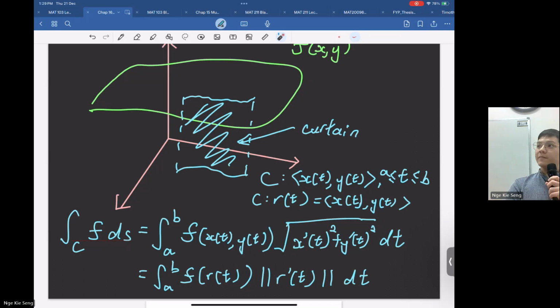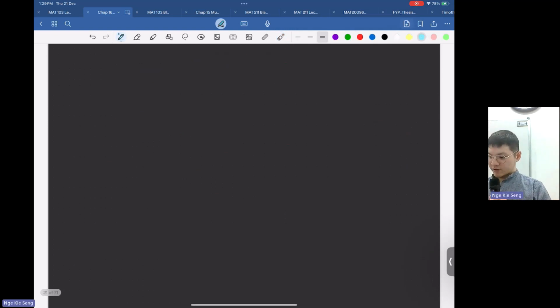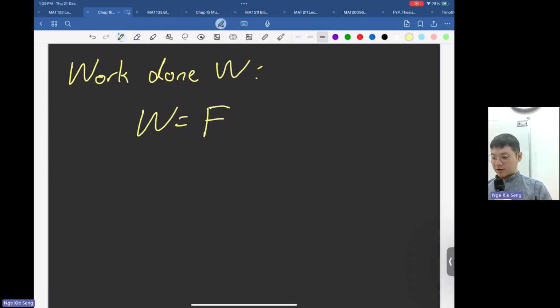Okay, next we will introduce work done. What is work done? What's the formula for work done? Did any of you take physics before? What's work done? W equals F s. So you have force times displacement, right? But when you do this in physics, the displacement is in one direction.